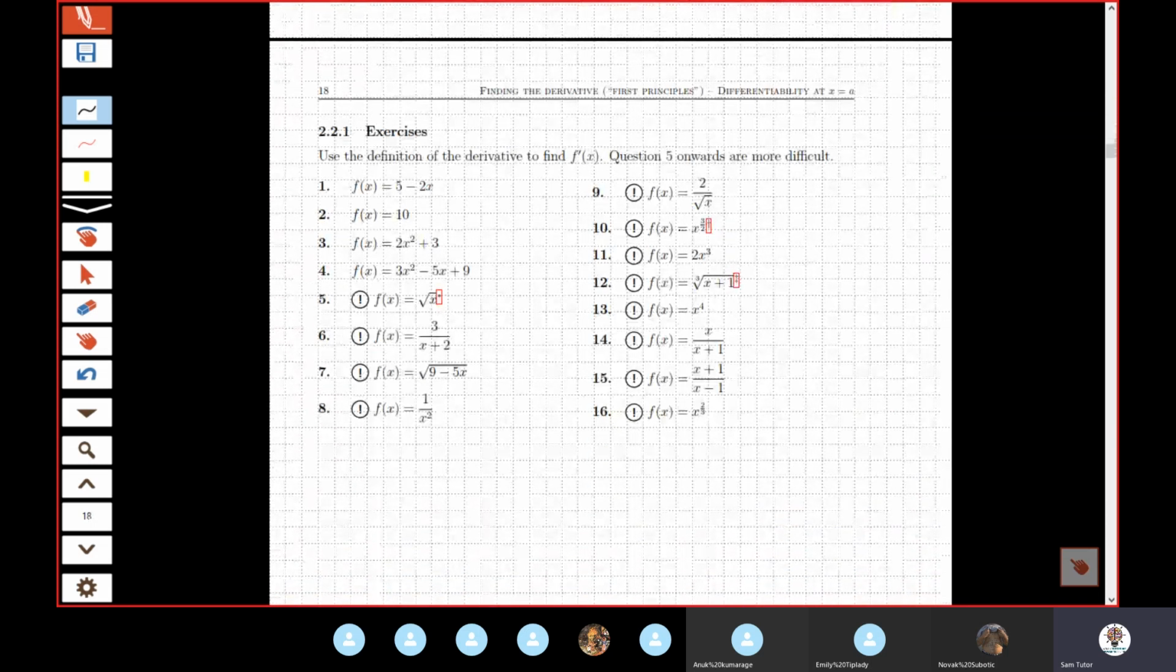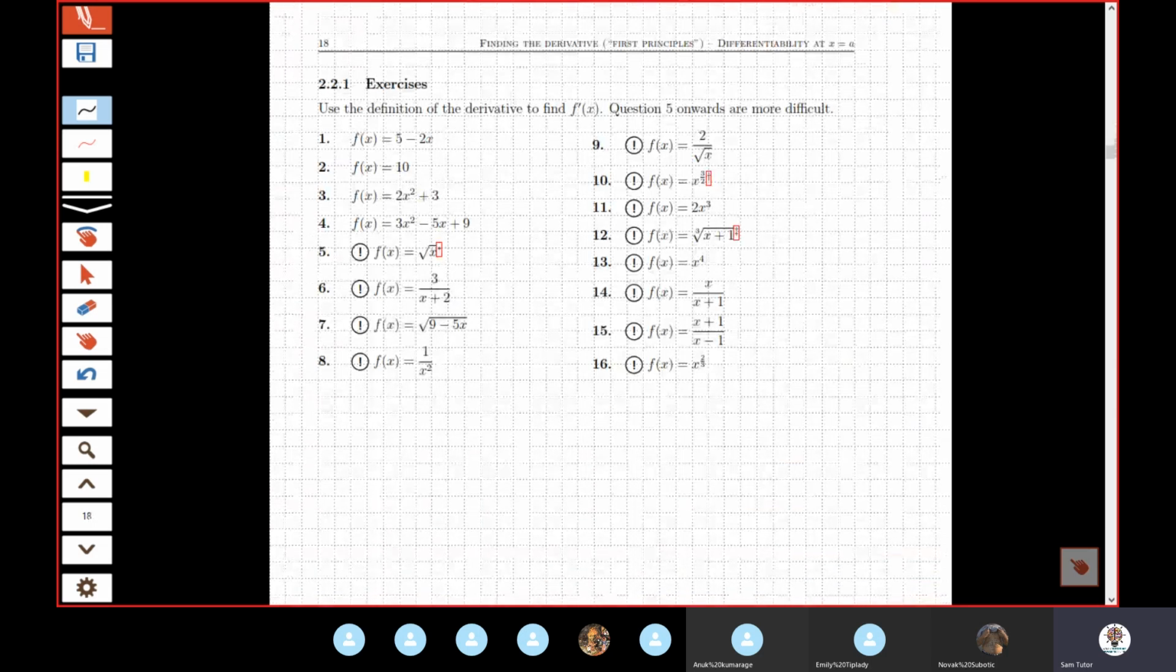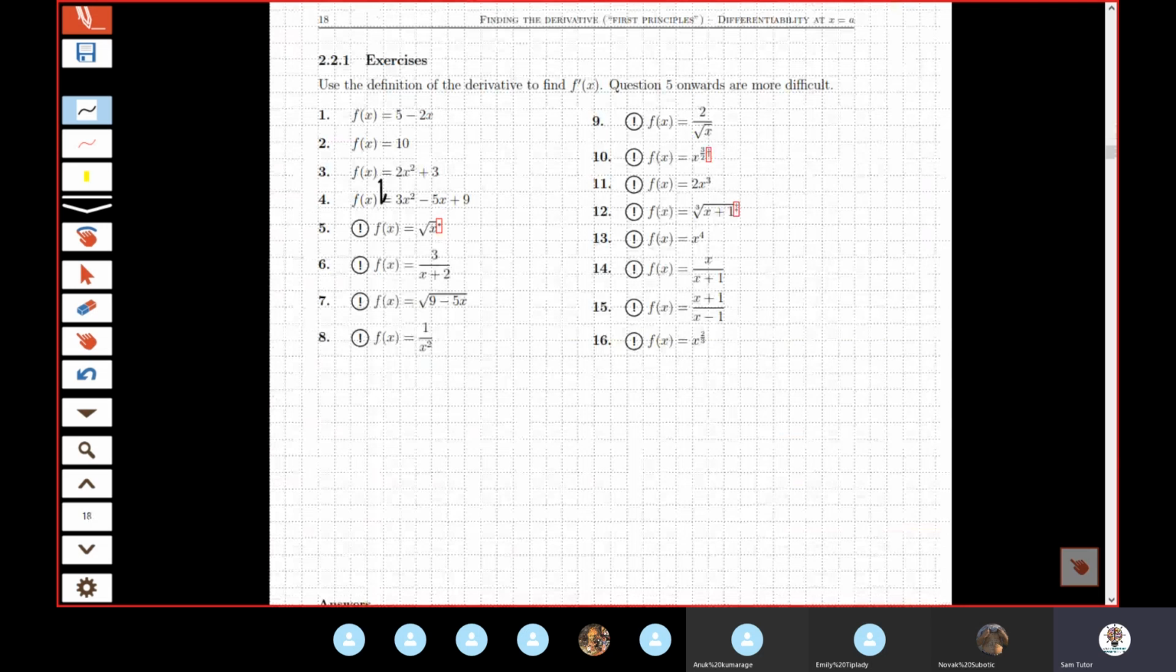Okay, so first principles. So we've got to do these by first principles. Maybe we'll recap question 3 first. Does anyone actually remember the formula for f dash of x using first principles?